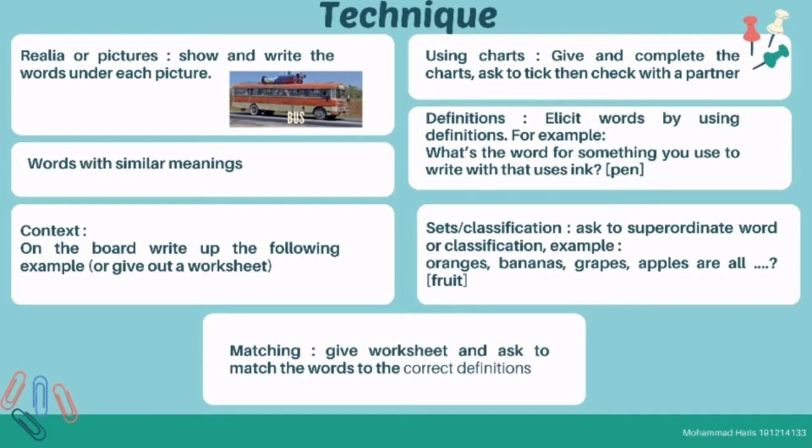Context: on the board, write up the following example or give out a worksheet. Set or classification: ask for the superordinate word or classification. For example, oranges, bananas, grapes, apples are all blah blah blah. And the answer is fruit. Matching: give a worksheet and ask them to match the word to the correct definition.